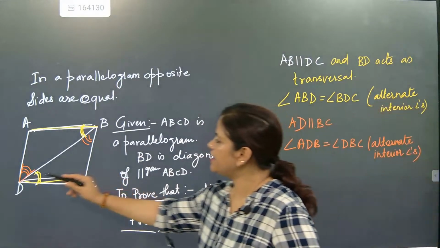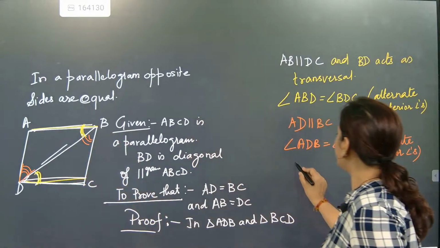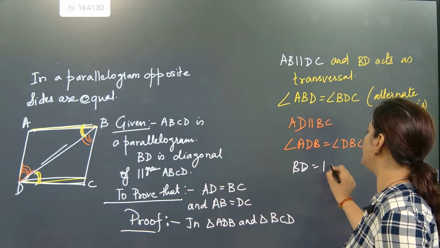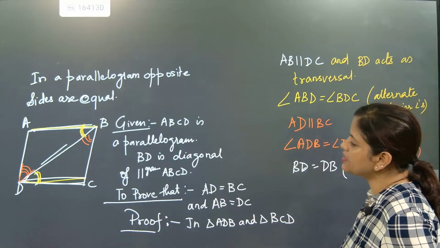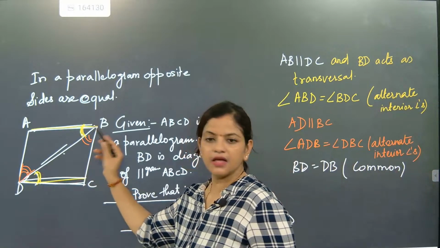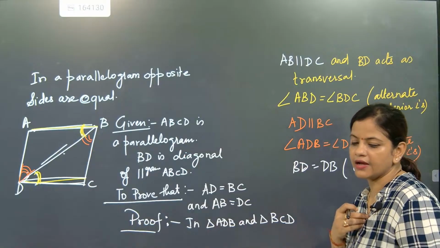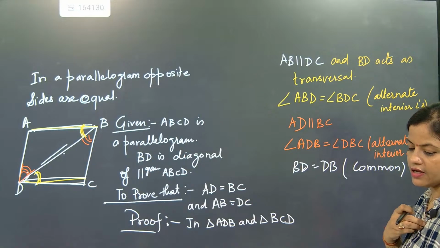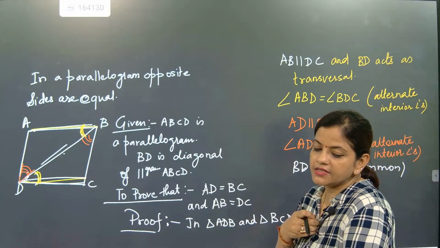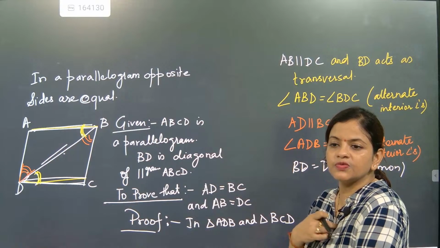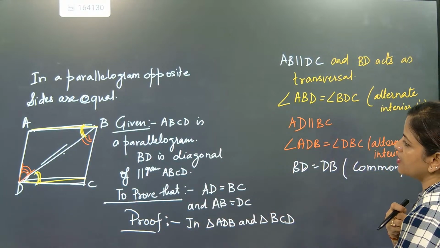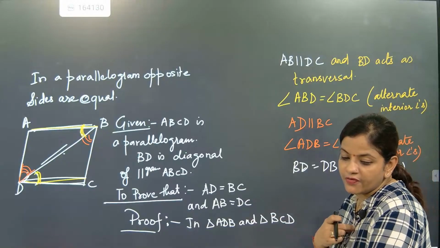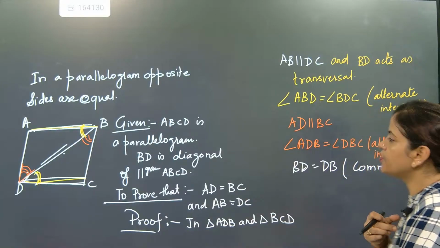Now this side is common. So what will we write? BD is equal to DB. This is common. So that means angle, side, angle. So by angle, side, angle, they both are congruent. Understood? Because we have to prove opposite sides are equal, that is AD is equal to BC. We have to prove that only.